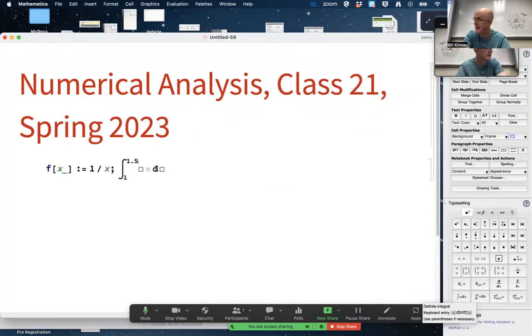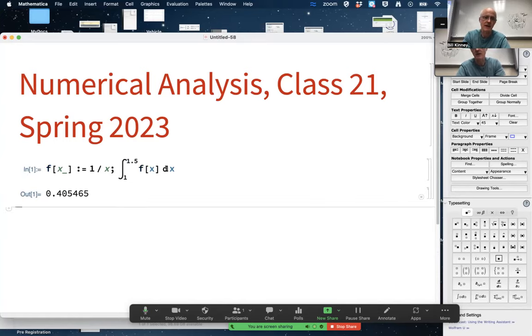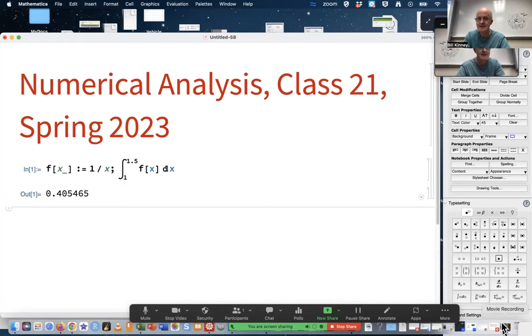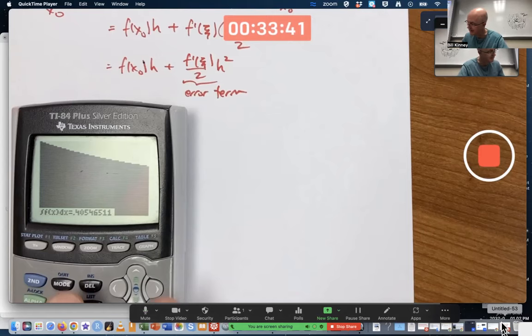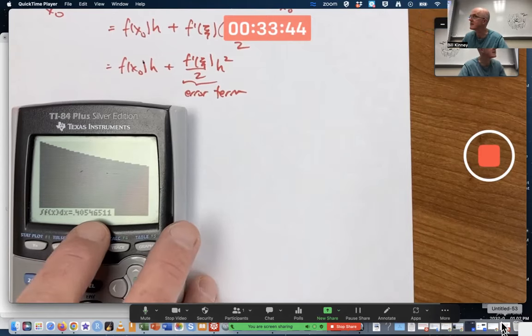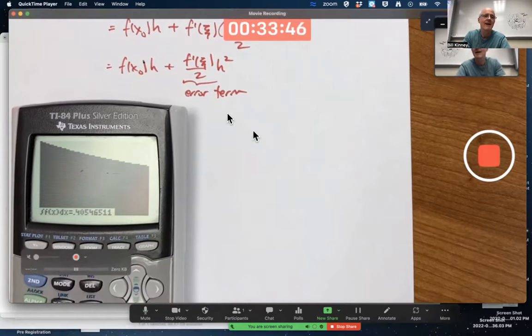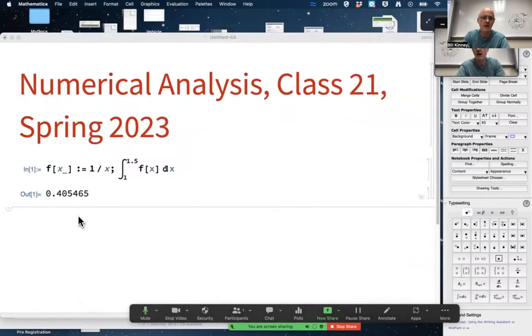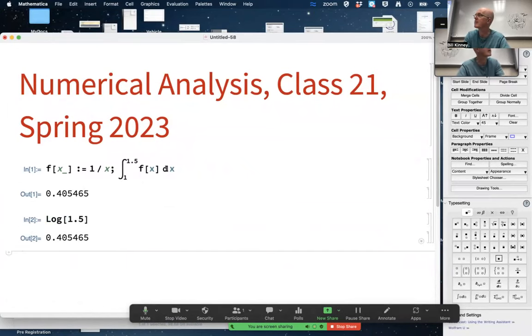If you type a decimal in there, it's going to give you an approximation, not an exact value. I should have warmed up the kernel ahead of time. There we go, 0.405465. Yes, matching the calculator. This is supposed to be the natural logarithm of 1.5. LOG means natural logarithm in Mathematica. Same number.